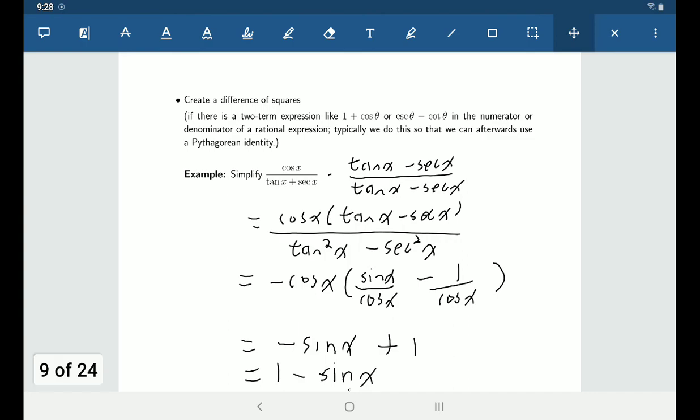But for now, we'll take ourselves a brief break, make ourselves a fresh cup of tea, and then when we come back, we'll talk about how to establish a trig identity.